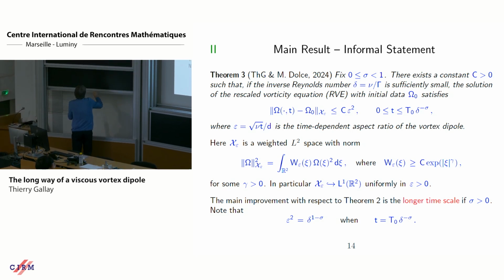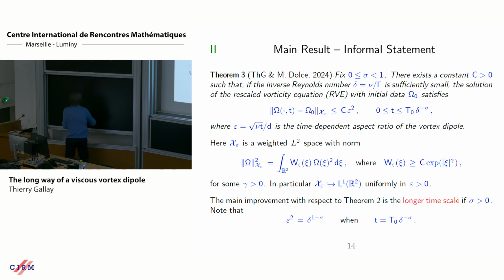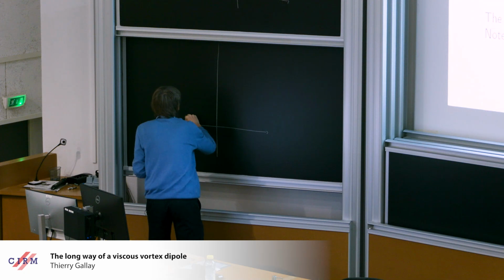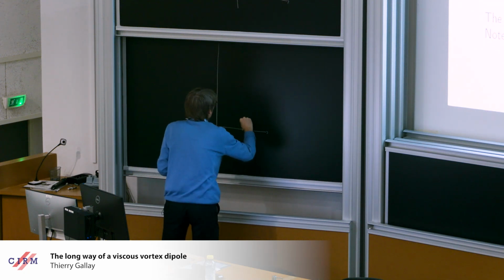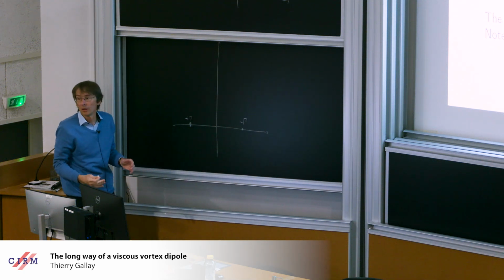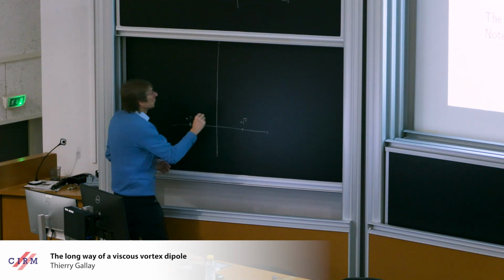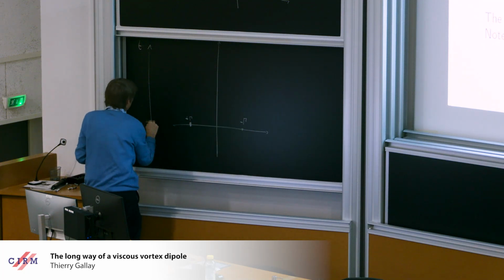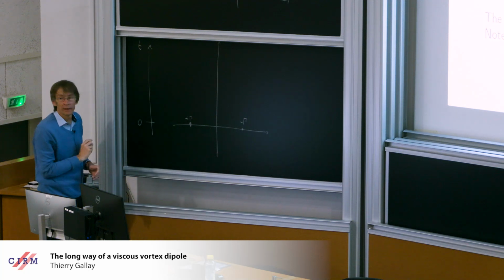So I have my vortex pair here initially. Let me try to make the picture like that. Here I have plus gamma, and here I have minus gamma. And vertically, I have the vertical axis, but it's also the time, because the vortex pair is traveling upwards. So this is the time axis. This is t equal to 0. These are my initial data.